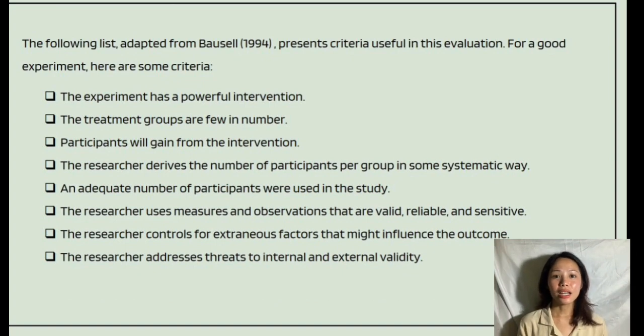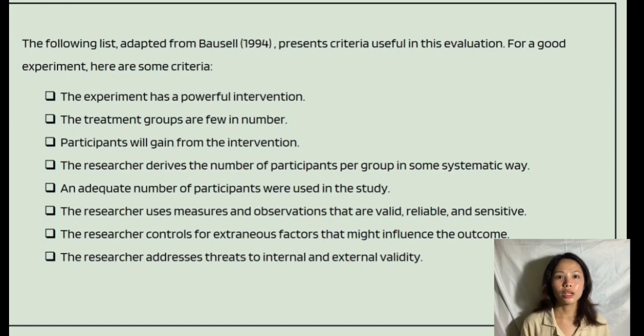The next criteria is that the researcher controls for extraneous factors that might influence the outcome. This involves identifying and minimizing potential sources of bias or confounding variables that could affect the validity and reliability of the results. Next criteria is the research addresses threats to internal and external validity. Internal validity refers to the extent to which the observed effects can be confidently attributed to the independent variables being manipulated rather than other factors.